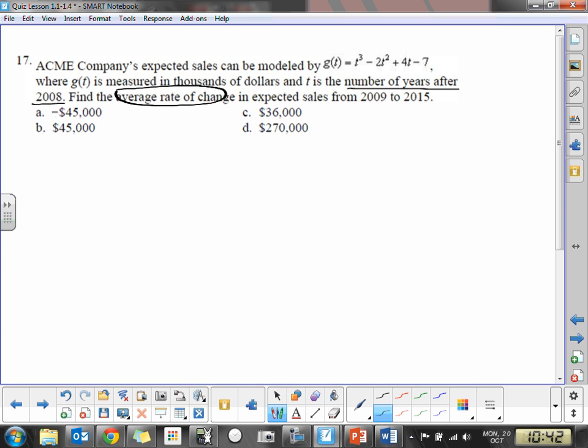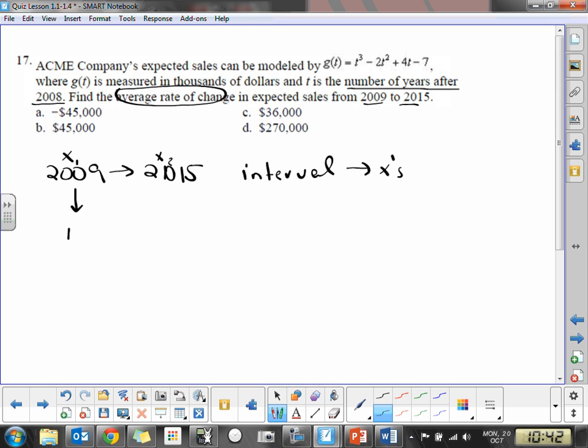Find the average rate of change in expected sales from 2009 to 2015. So 2009 to 2015 is your interval that you're going to work on. They are describing your x's in essence. So this is your x1, this is your x2, but these are in years after 2008. So my x1, my first value of 2009 is year number 1, and 2015, that is 7 years after 2008. So these are the x values for my interval.